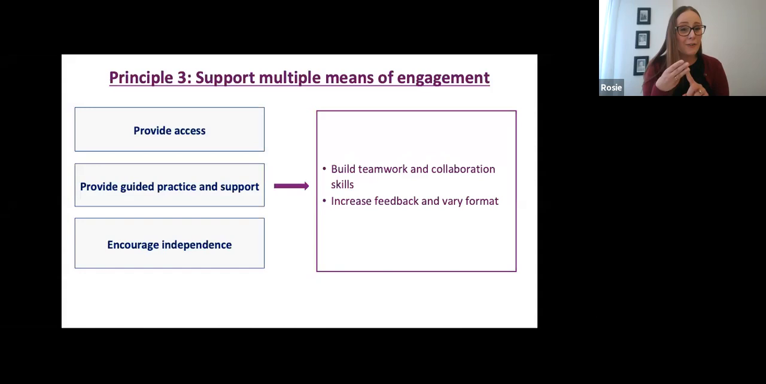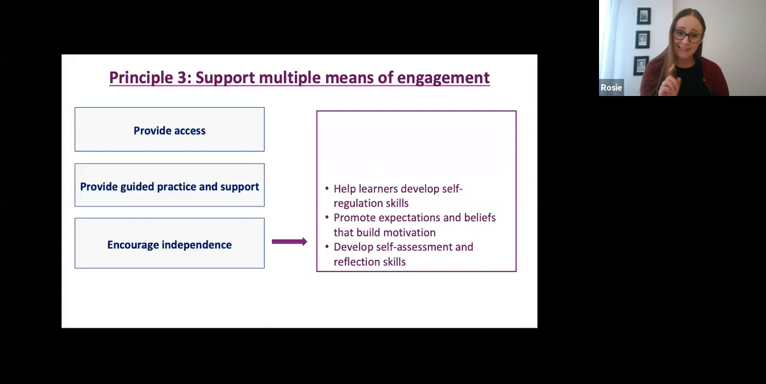So when we think about this, by encouraging independence, we are able to do many, many things. And you'll see on this next bullet point that it helps students learn how to self-regulate. It will help us as teachers promote our expectations while they're developing their own motivation for learning. And they'll start being able to self-assess and reflect. Now, many teachers build in the reflection right afterwards, where they do an activity and have a short time reflecting. And that's great. So all these tools are so wonderful.